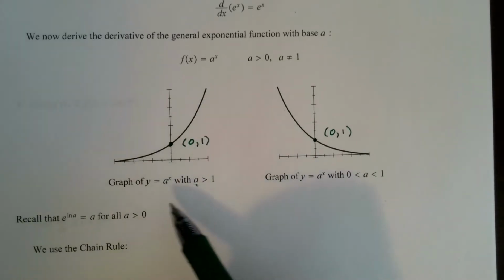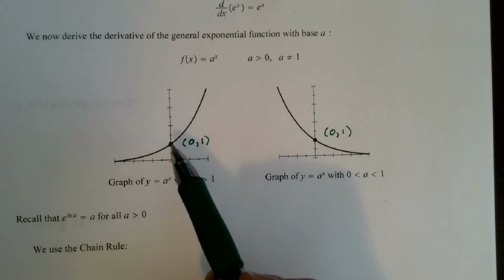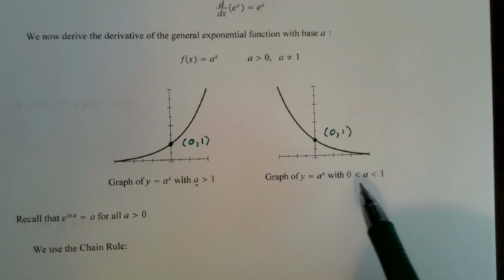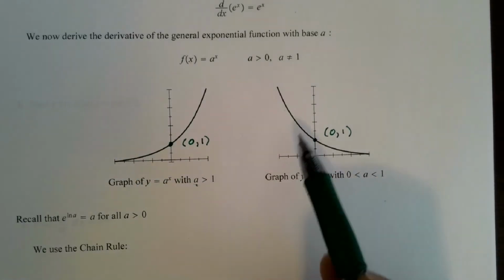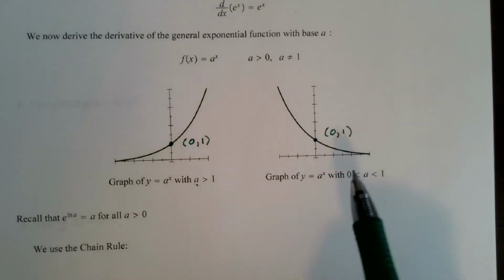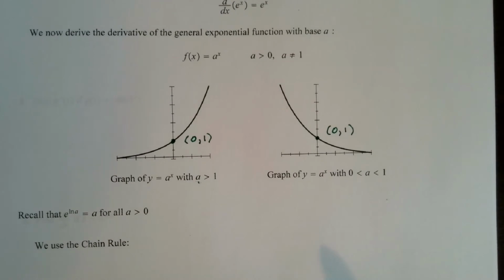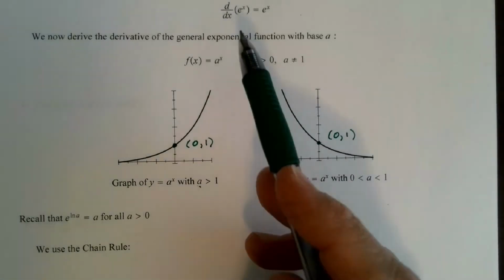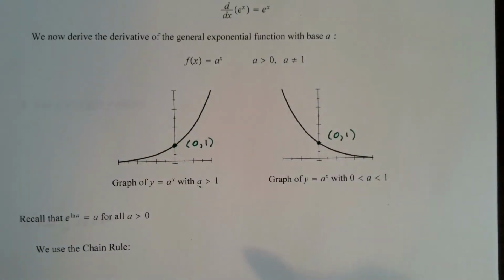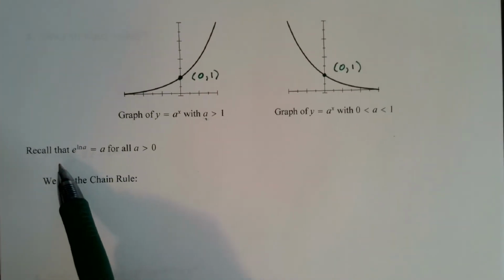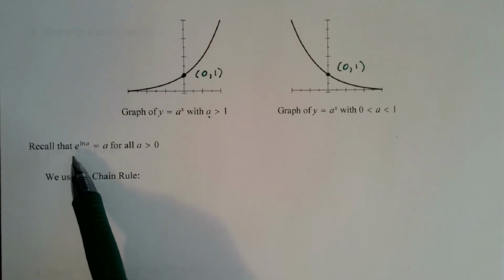The case where a is greater than 1, we approach the horizontal asymptote as x goes to negative infinity, and for values with a base between 0 and 1, like 1/2, we approach the horizontal asymptote as x goes to positive infinity. Okay? So we're going to find the derivative rule for these type functions. Okay? And then we'll see that it also works for the one case where we know the base is e. And I'm going to do this using the inverse property between the exponential and logarithmic functions.